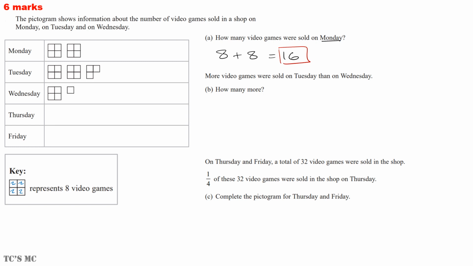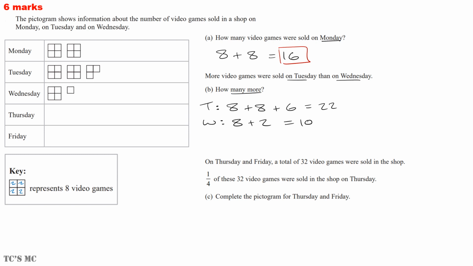Then the question says, more video games were sold on Tuesday than on Wednesday. Part B, how many more? First, we need to work out how many were sold on Tuesday. We have 8, add 8, and now we have 3 of those little boxes, so it's add 6. That gives us 22. On Wednesday, we have 8, add 1 of those small boxes, which is 2, and that gives us 10. Now we have 1 mark.